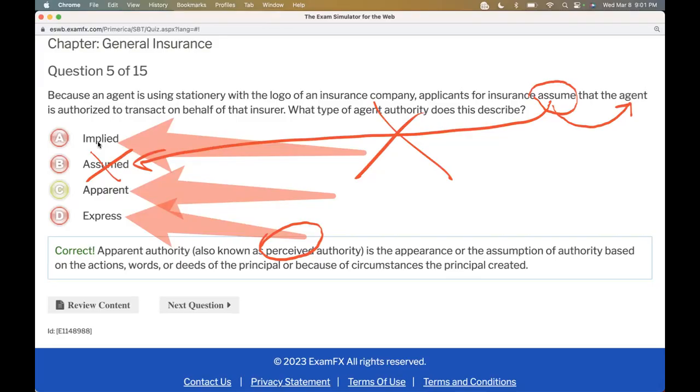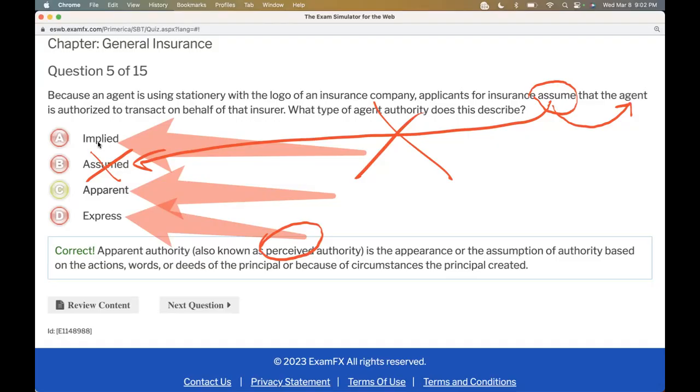Any questions? Nope. So what is implied authority? What is express authority? So apparent authority is you assume that, like if you're trying to sell me life insurance, I'm going to assume that you have a life license. That's apparent authority or perceived authority. Express authority is in black and white. It's in writing, it's in the contract, boom, it's there. It's expressed, black and white.